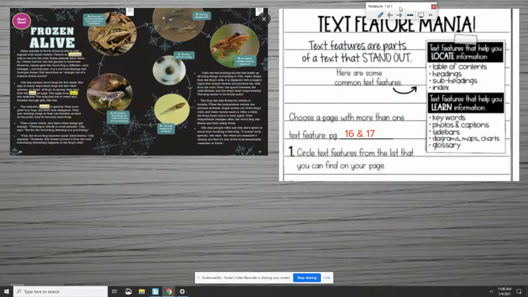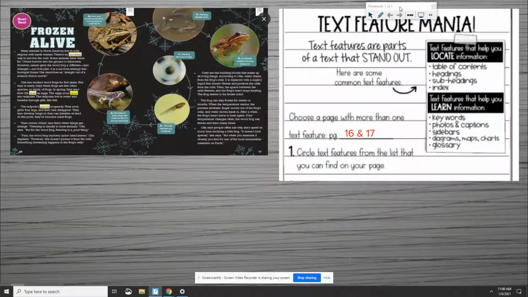So, as we were saying, on this page there were a lot of different text features. Text features are those parts that stand out. And here are some examples. This is going to help you to locate information and then learn information. So, on pages 16 and 17, circle one of the text features that you can find in your book.